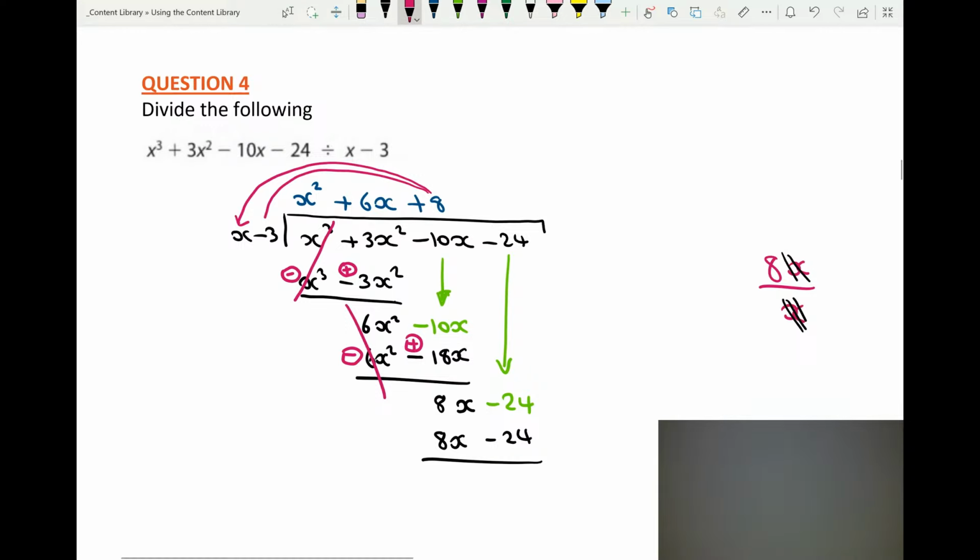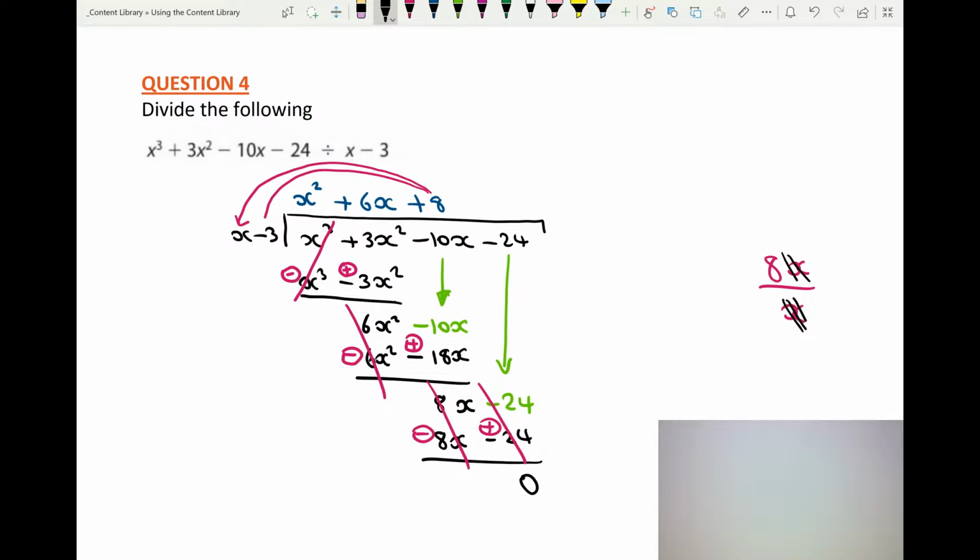Now my final step is, remember, you have to change the signs in the bottom line. So that becomes a minus, and the minus in the center will become a plus. 8x, take away 8x is 0, minus 24 plus 24 is 0. So I now have 0 on the final line. If you think back to your primary school days, that was your remainder. My remainder is 0. So my answer is the top of the fraction line, or the division line, which is x squared plus 6x plus 8.